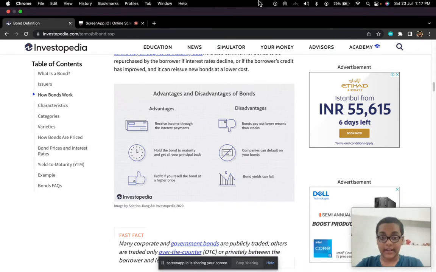Advantages and disadvantages of bonds. Advantages: receive income through the interest payments, hold the bond to maturity and get all your principal back, profit if you resell the bond at a higher price. Disadvantages: bonds may offer lower returns than stocks, companies can default on their bonds, and bond yields can fall.